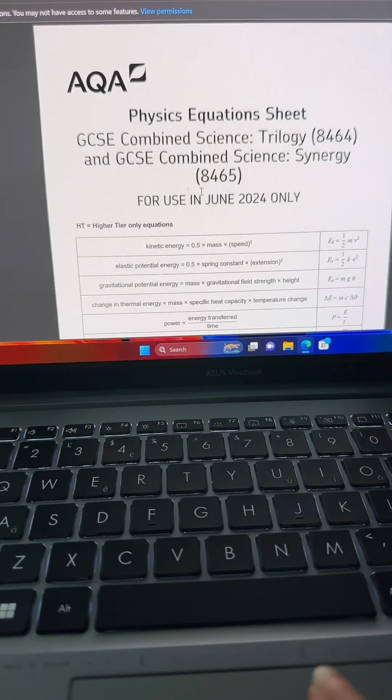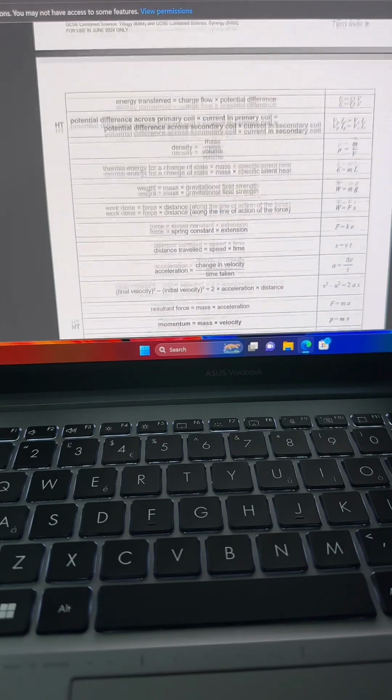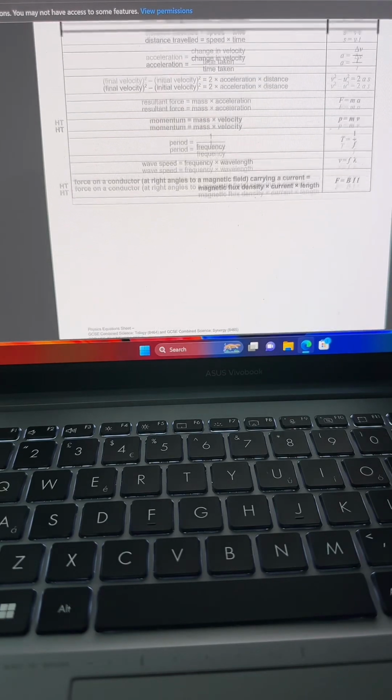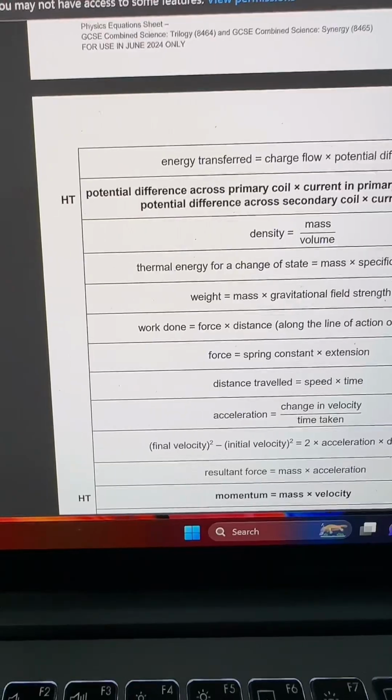As you can see, it says a capital H and T, which is the higher tier. That would be more or less for separate physics, the equations that they would need to use. So do not get confused.